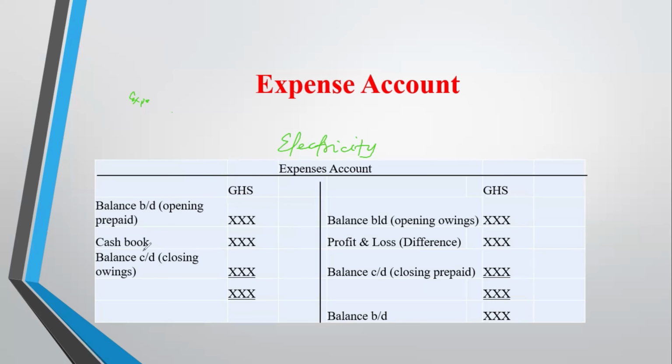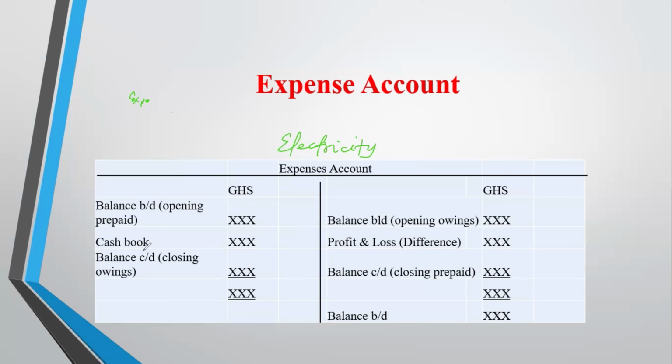When you balance the account, the difference that you get, we are not going to say balance carried down again. The difference that you get, whether it is on the credit side or debit side, is the amount that will be transferred to the profit and loss account. This is an expense account, so the difference will be on the credit side of the expense account.